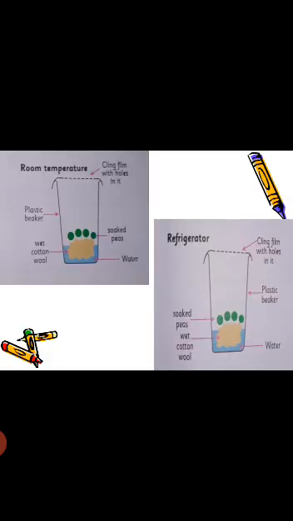So students, take two beakers and place cotton wool in the bottom of each beaker, and then add seeds to each beaker. Label the beakers: the first beaker labeled room temperature and the second beaker labeled refrigerator. Then add enough water to both beakers to saturate the cotton but not to cover the seeds. Cover both beakers with cling film and pierce 20 holes in the cling film of each beaker using a needle. Place one beaker in the refrigerator and the other at room temperature.